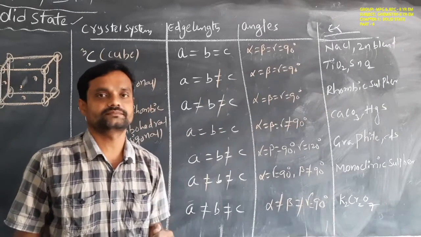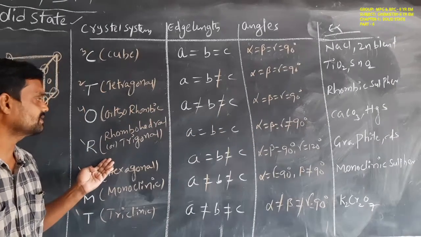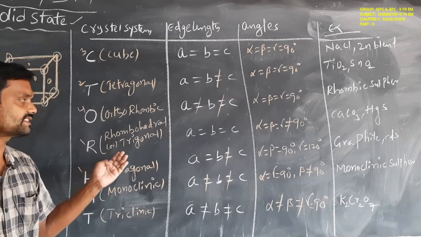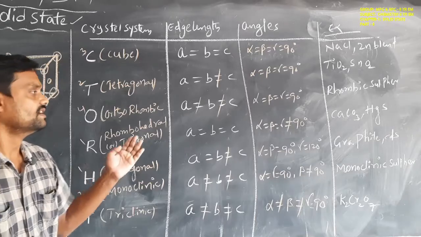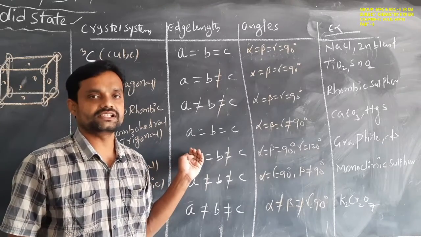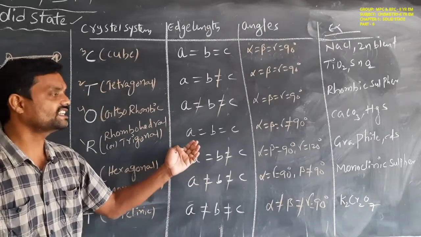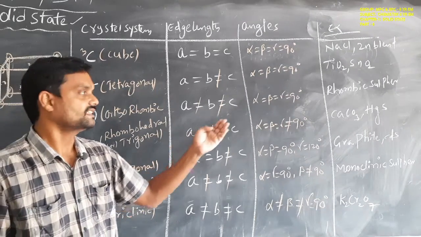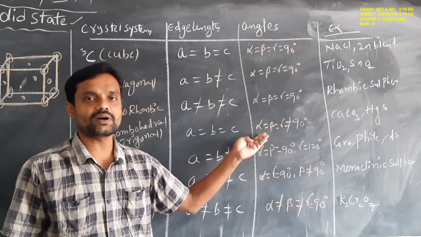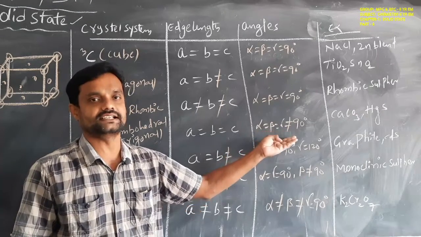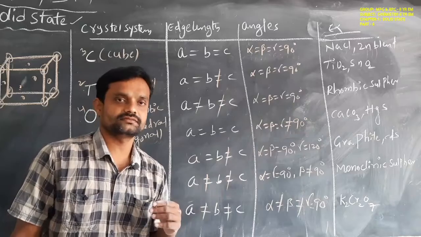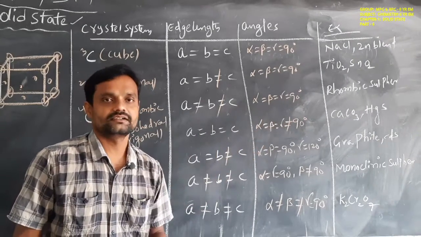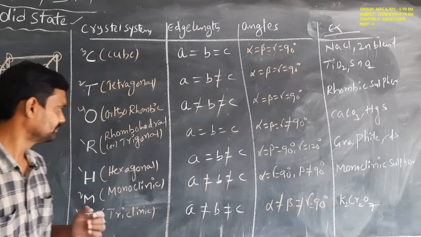Rhombic sulfur. Another crystal system is the rhombohedral. Another name for rhombohedral is trigonal. So a equals b equals c, which means all edge lengths are equal. Then the angles alpha, beta, gamma are not equal to 90 degrees. Examples for that are calcium carbonate and HgS.